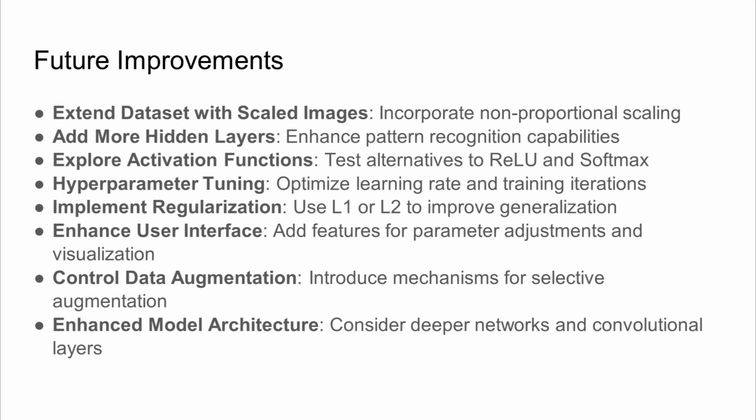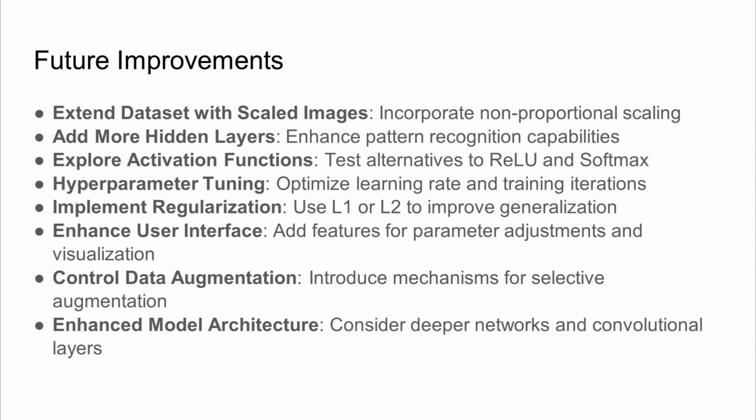Hyperparameter tuning is another area of focus. By optimizing the learning rate and the number of training iterations through techniques such as grid search or random search, we can achieve more precise model tuning, enhancing both efficiency and effectiveness. Implementing regularization techniques like L1 and L2 will be crucial to prevent overfitting, especially as our model complexity increases. This will help in improving the model's generalization ability across unseen data.